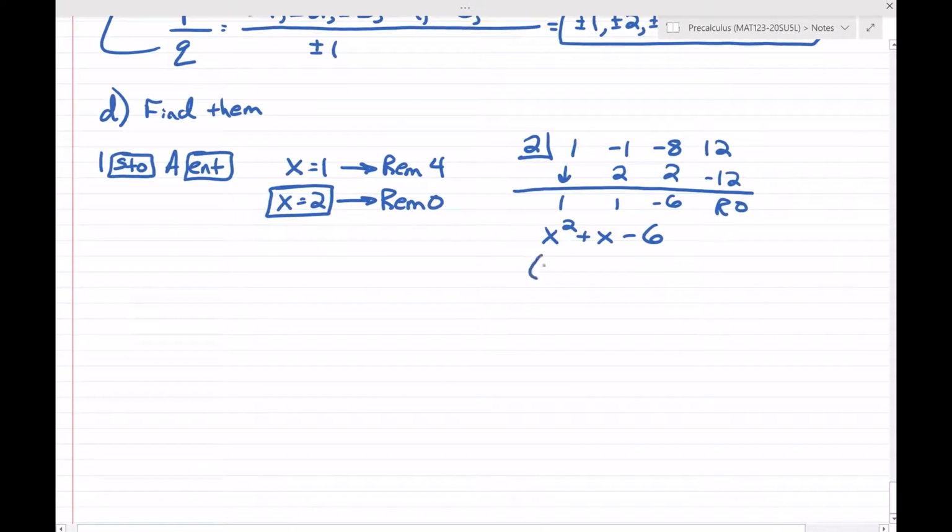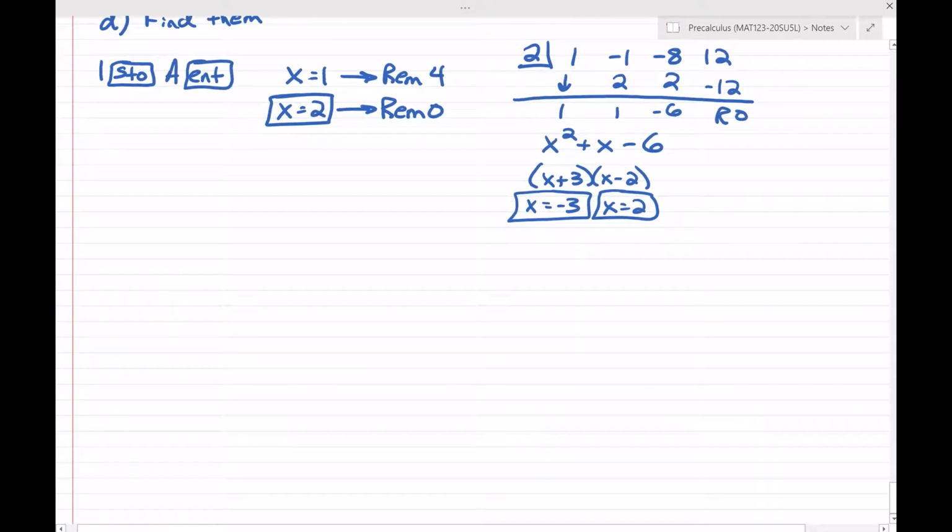This factors down to be x plus 3 times x minus 2. And if we set those equal to 0, we get x is negative 3 and x is 2. So those are our roots, 2, negative 3, and 2. If we were going to graph this, there's actually a double root at 2. We'll talk about this in an upcoming section. But whenever you have a root that happens multiple times, like we have 2 here twice, that's called multiplicity.